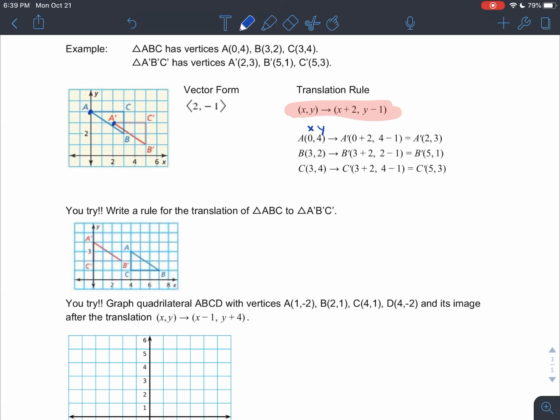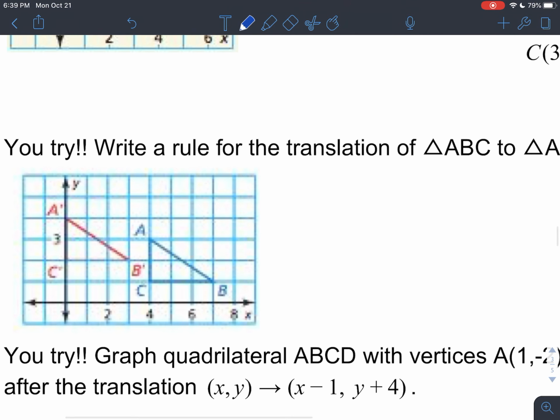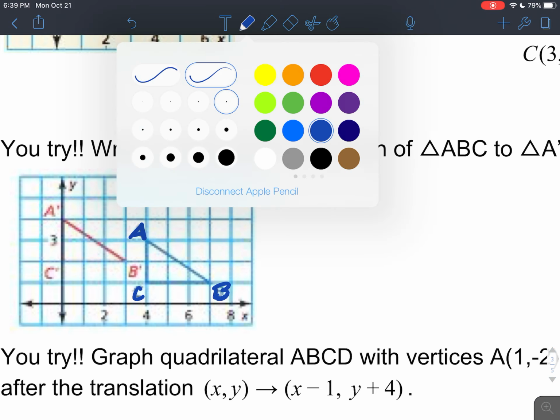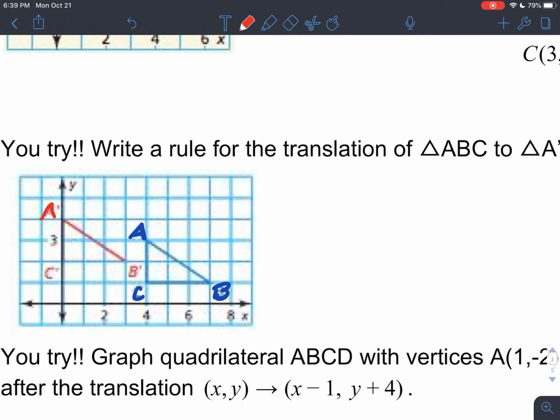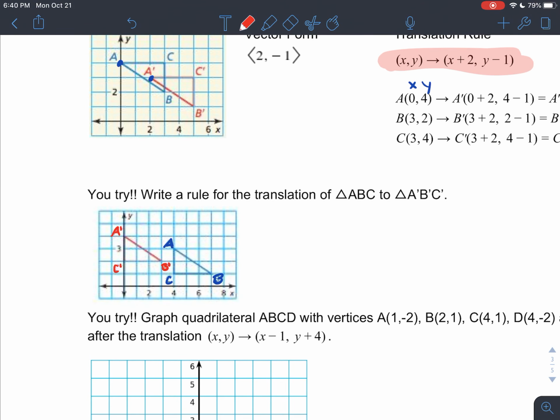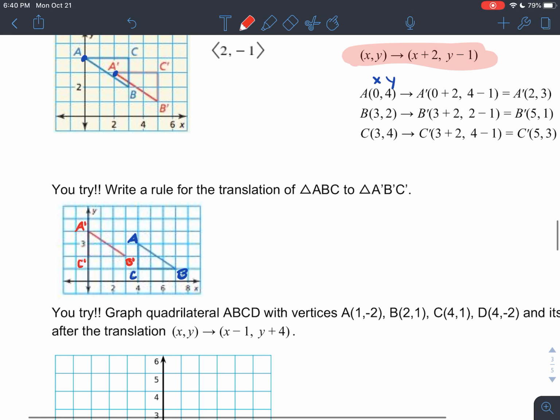All right, so I'm going to give you guys a few seconds. Write a translation rule for triangle ABC to triangle A prime, B prime, C prime. Real quick note, because I know it's really hard to see on your paper. I know it's tiny up here, so it's going to be really tiny on yours. The triangle on the right is triangle ABC. The triangle on the left is A prime, B prime, C prime. So make note of that: ABC is on the right, A prime, B prime, C prime is on the left.